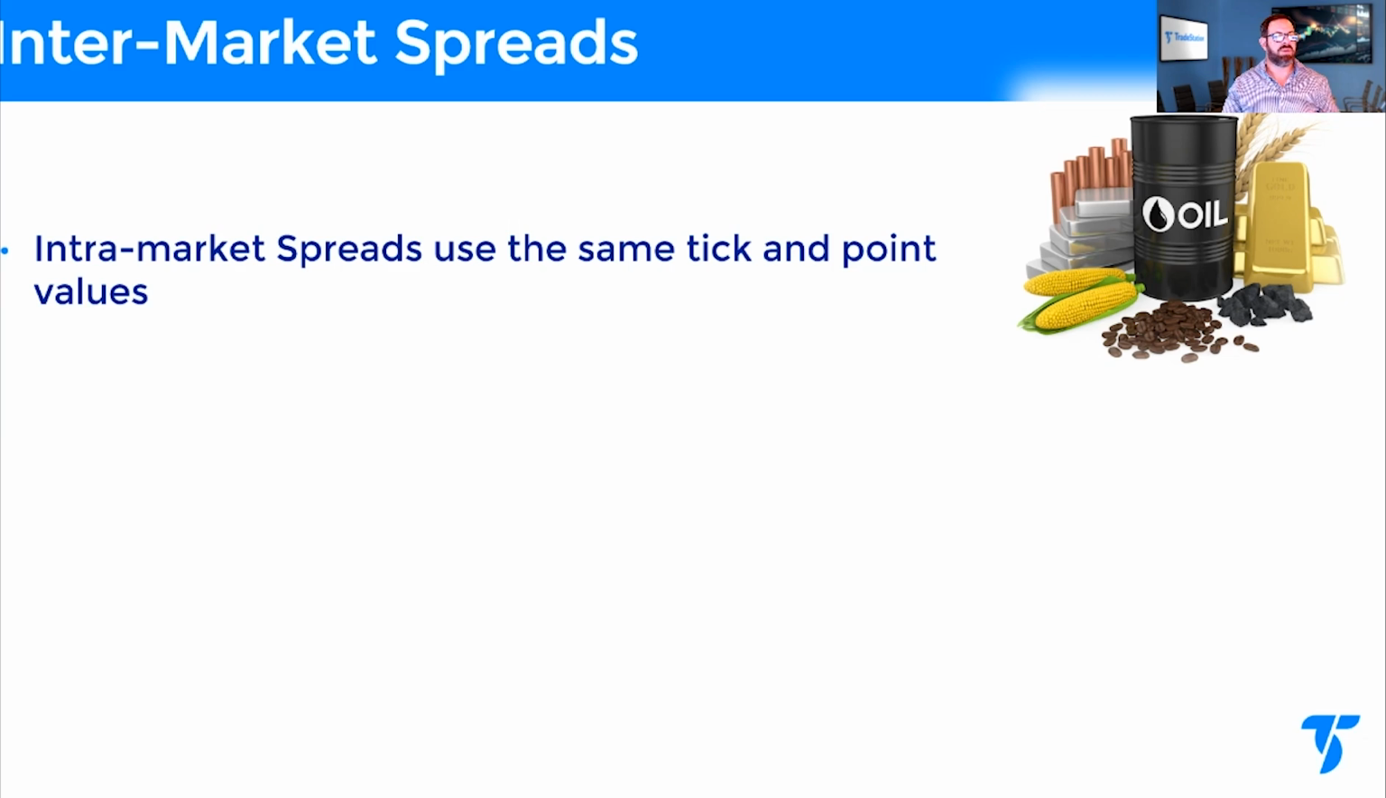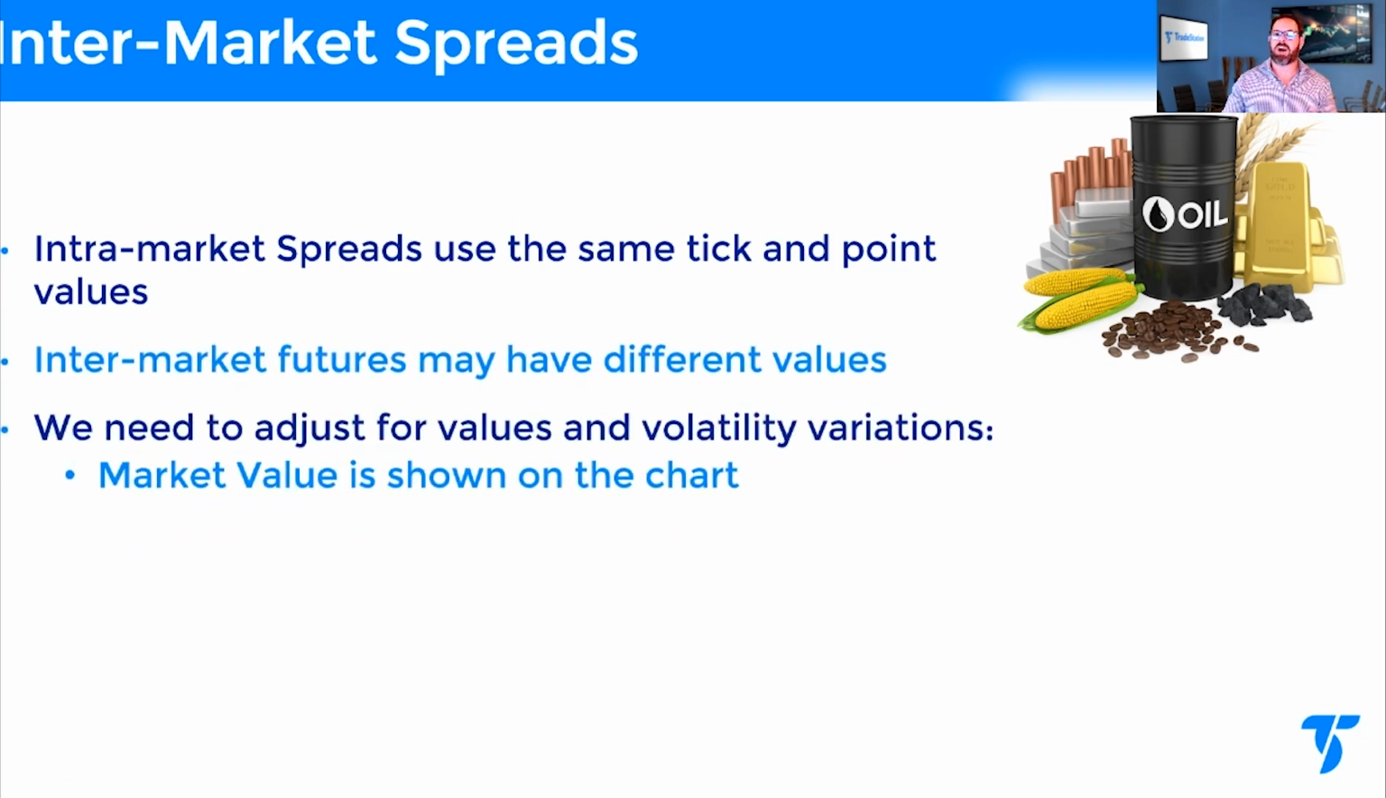When you're dealing with intermarket spreads, that's a little more complicated because they're different. The NASDAQ has a $20 point value. The S&P has a $50 point value. If you trade British pound, that's 62,500. The euro is 125,000 euros. I should have said 62,500 pounds, not dollars. So we need to adjust for the values and for volatility as well.